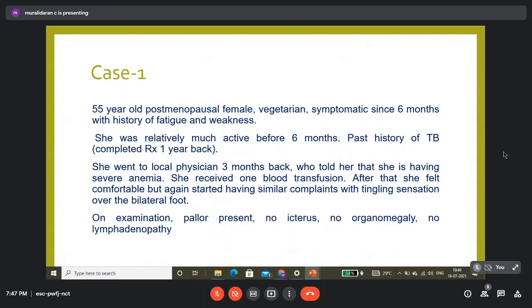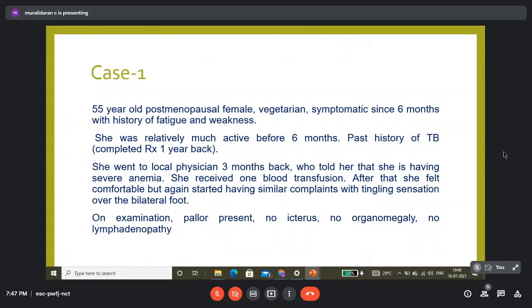So the first case patient is a 55-year-old post-menopausal female. She is a vegetarian by diet. She has been symptomatic for 6 months with a history of fatigue and weakness. She was relatively much more active before 6 months. She has a past history of tuberculosis, diagnosed 1 year back, for which she underwent anti-tuberculosis treatment. She took treatment properly, and recently, just before these symptoms, she stopped the ATT.